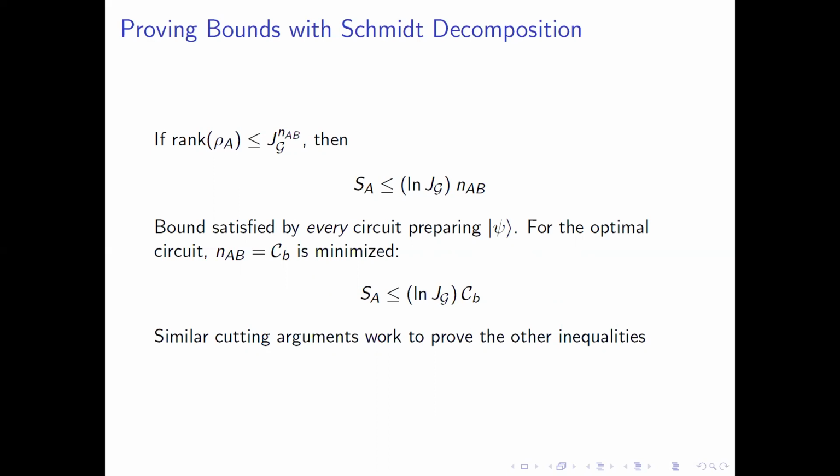Now comes the key fact that the circuit we used to prepare our final state was not necessarily the optimal circuit. We didn't necessarily use the minimal number of entangling gates. So N_AB is not as small as it could be. We don't have the tightest upper bound possible. But we could have used the optimal circuit, and in that case, the right-hand side would be minimized. We would use the smallest number of entangling gates, as that's the definition of the binding complexity. So in that case, we obtain a relation between the binding complexity and the single-party entanglement entropy for the bipartition. So these cutting arguments generalize basically to prove all the other inequalities.